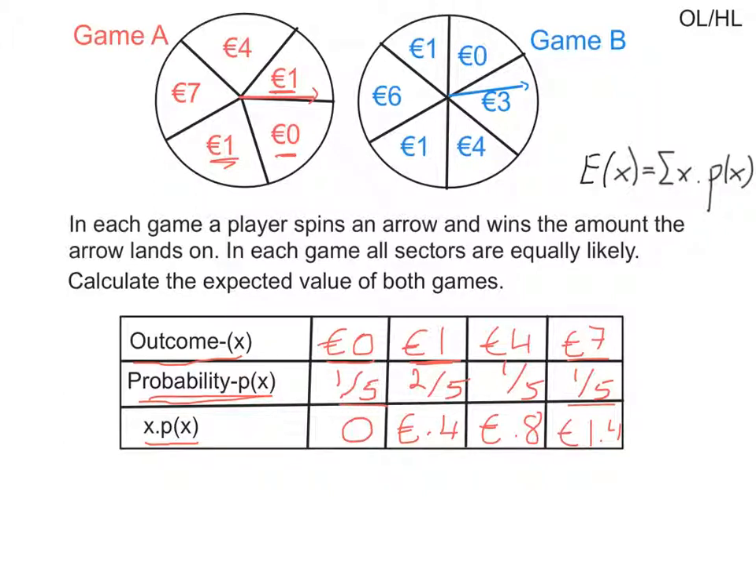Looking at the formula, we have multiplied x, the outcome, by the probability of the outcome. According to this formula, we need to add up all the values of x multiplied by P(x). So adding up 0 plus 0.4 plus 0.8 plus 1.4 will give us 2.6. So the expected value of x for game A is equal to 2.6.